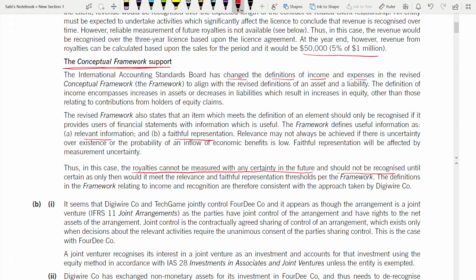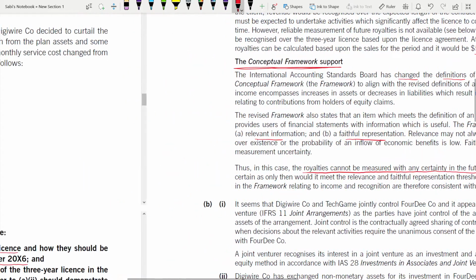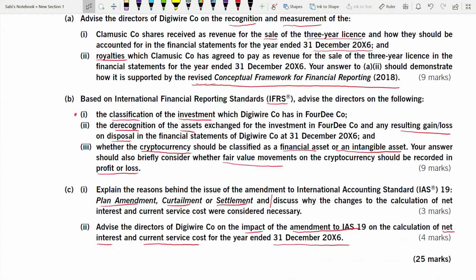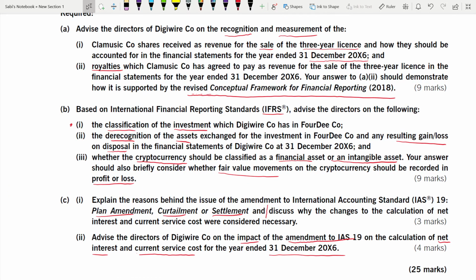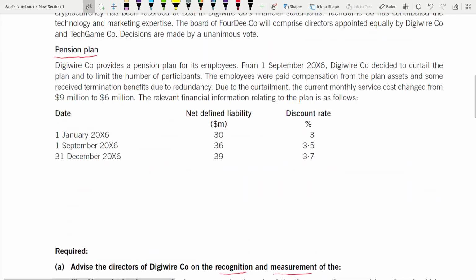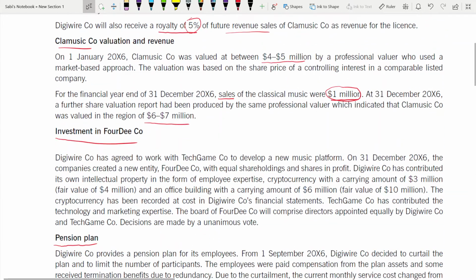So the definition and the framework related to income and recognition are therefore consistent with the approach taken by DGY. Yes, DGY told that they are not going to recognize it, so they are consistent with that approach, with the definition of income and recognition. Now coming to the second part of B. Second part of B is about, we have so much to deal with here. Classification of investment, derecognition of assets, then cryptocurrency, right? So for that we have to read investment in 4D company.